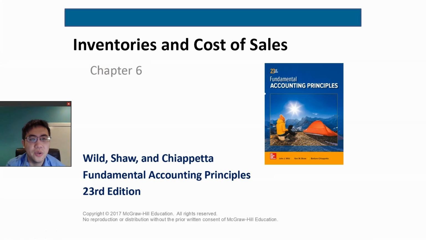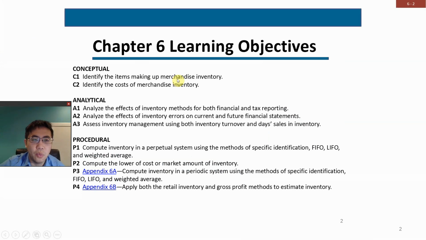In this chapter, we're going to learn how to control our inventory and how to account for cost of sales. If you still remember, in chapter 5, we learned how to get the inventory into the accounts, in particular how to put in the cost of goods sold. And now we are going to learn how to get the inventory out when sales occur.